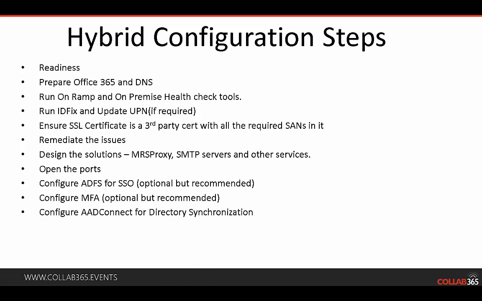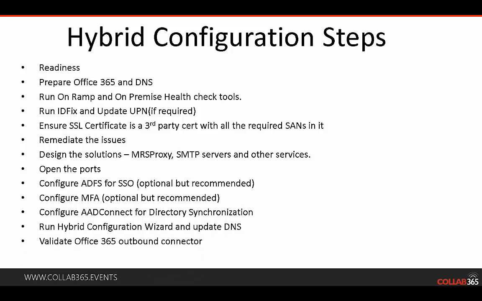Then configure AD Connect for directory synchronization. Then run the hybrid configuration wizard. Update DNS. The wizard comes with a requirement to update the domain proofing TXT record creation, so that's why I said update DNS. Then validate the Office 365 outbound connector. Once you finish the wizard, at the end of that, you have to do that. Otherwise, the mail flow might not work. The validation is a confirmation that your mail flow is working.